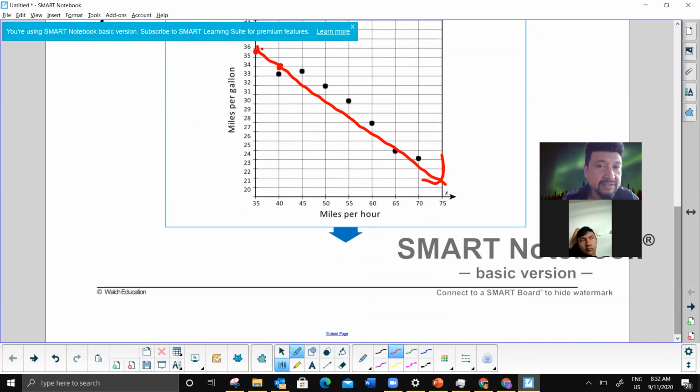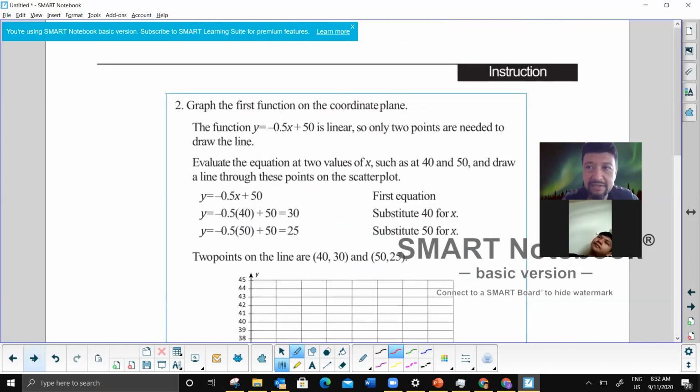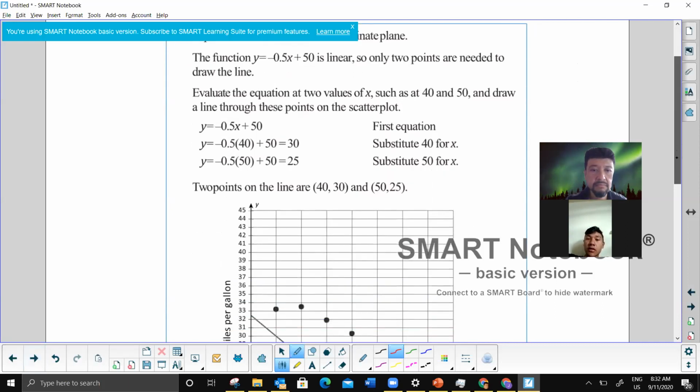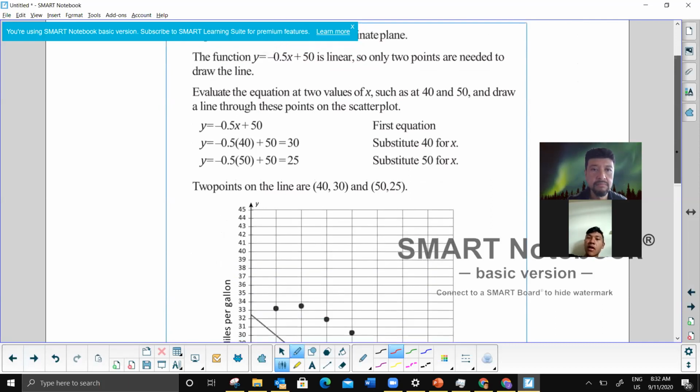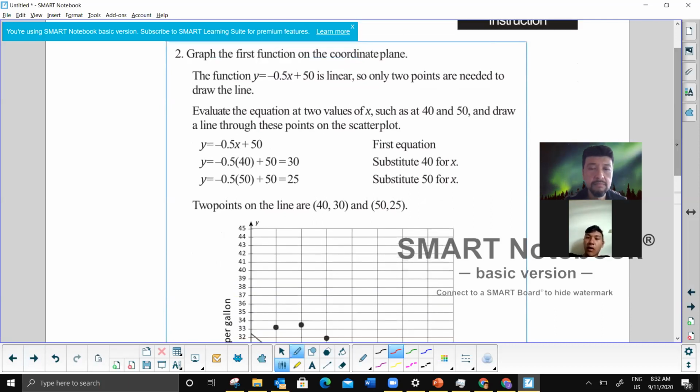All right, good. So now let's do this next one, Marcus. Go ahead and read what it says here. Graph the function on the coordinate plane. The function y equals negative 0.5x plus 50 is linear, so only 2 points are needed to draw the line. Evaluate the equation at 2 values of x, such as 40 and 50, and draw a line through these points on the scatter plot.